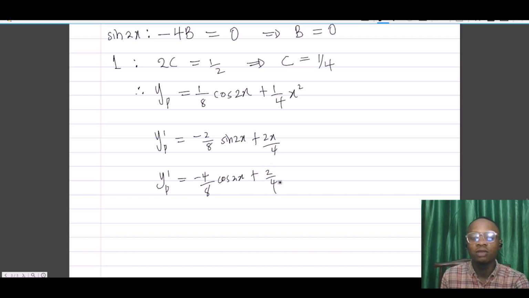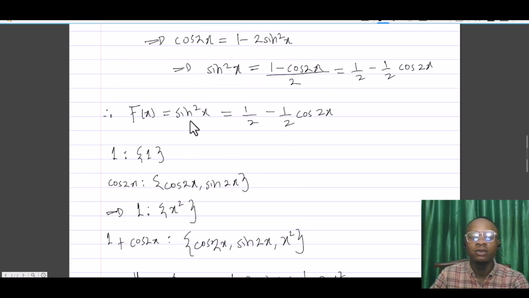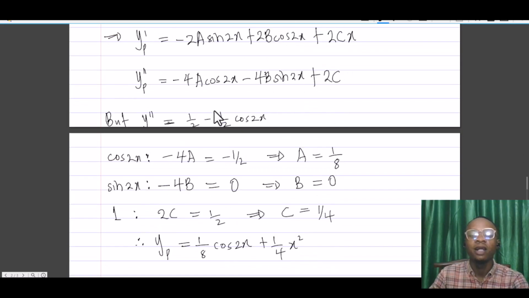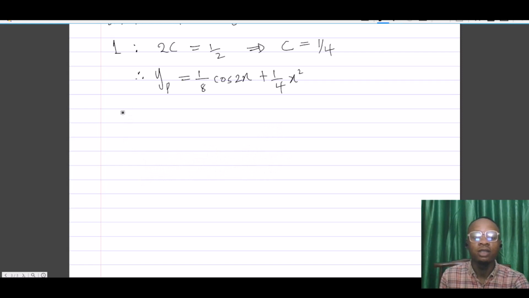So this is 1 over 2 minus 1 over 2 cos 2x, which is what we have seen was equivalent to sine squared x. So that is that about that. This is our y particular. We found it, we verified it. So we're good to go. We've solved the equation as expected.